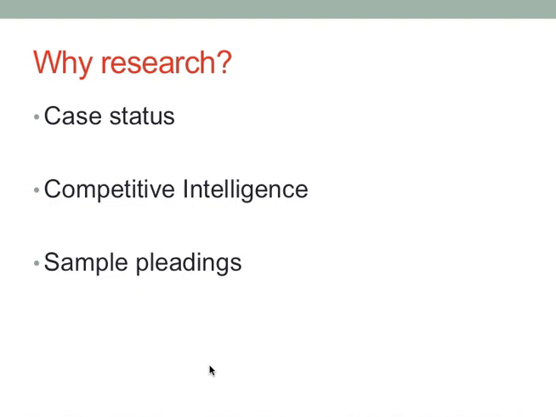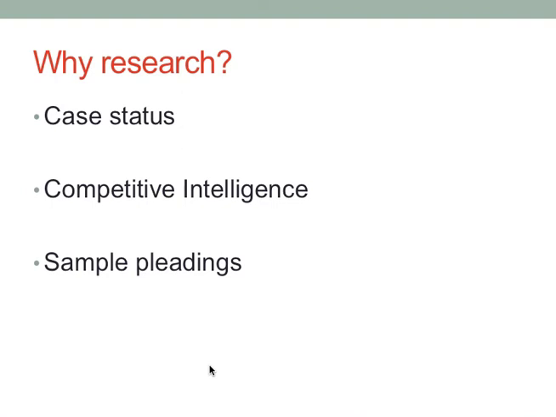So why would you be doing research in the dockets or looking for underlying pleadings? Well, the first is case status. So if you're involved in a case and you want to see if attorneys on the other side have filed something or the judge has rendered a decision on something that you've filed, then you might want to look at the case status, right?